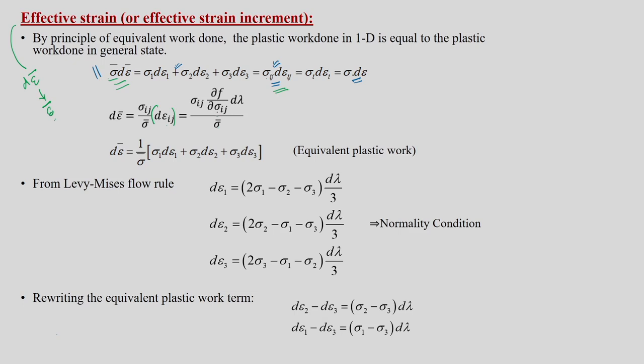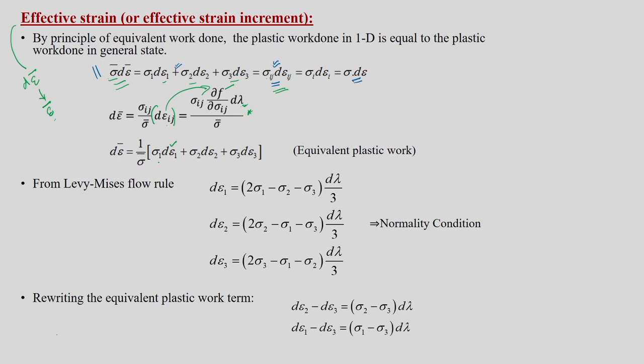So, sigma ij divided by sigma bar into this, I am going to write as dou f by dou sigma ij into d lambda, and f is what I informed you as the yield function. Sigma ij is nothing but the individual element in the tensor, and d lambda is an arbitrary constant. This equation can also be written as d epsilon bar is equal to 1 by sigma bar into sigma 1 d epsilon 1 plus sigma 2 d epsilon 2 plus sigma 3 d epsilon 3 from equivalent work done. And in this, I can get this equation. We will come to this a little later in the next slide. Probably we will use this equation now.